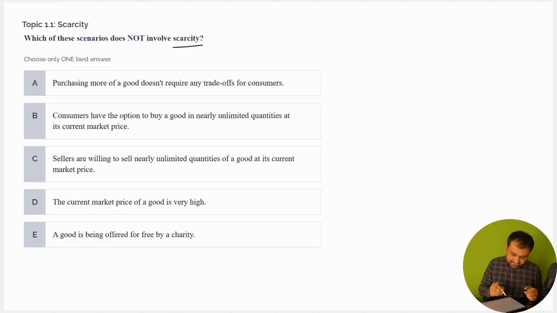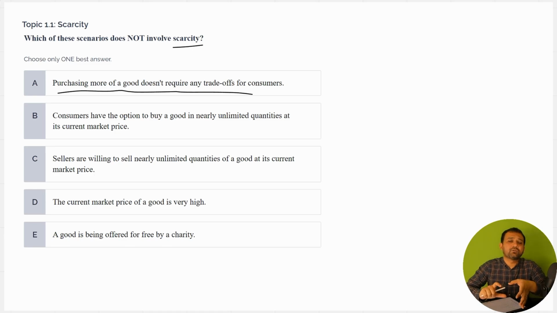Scenario A, purchasing more of a good does not require any trade-offs for consumers. Okay, so before we understand that, let's think about how scarcity applies to consumers making a decision to buy something. So you may have $1,000 with you and you're deciding what to buy. You may want to buy many more things than those $1,000 will allow you to buy. So that is sort of where scarcity comes in, with regards to a consumer making a decision, right?